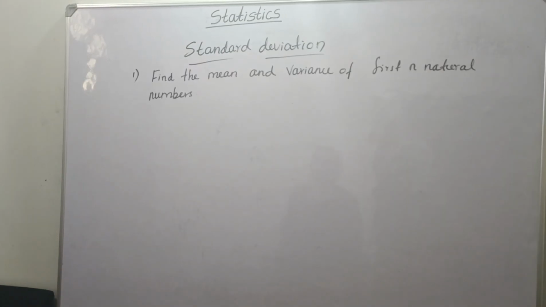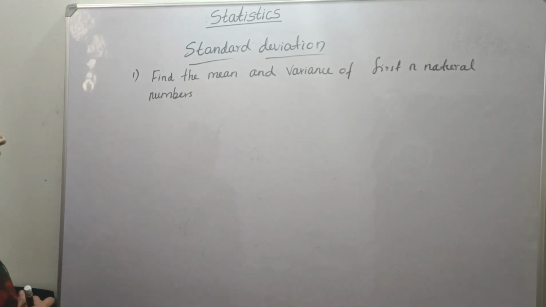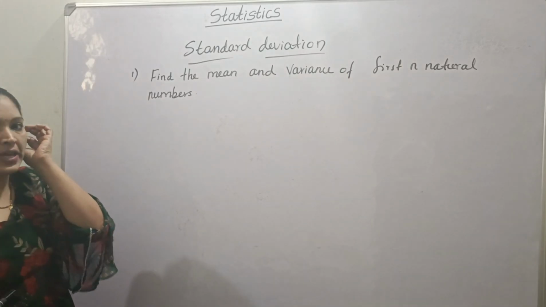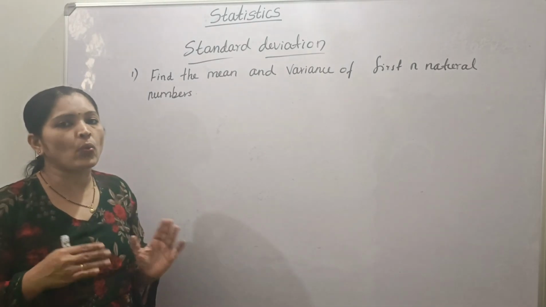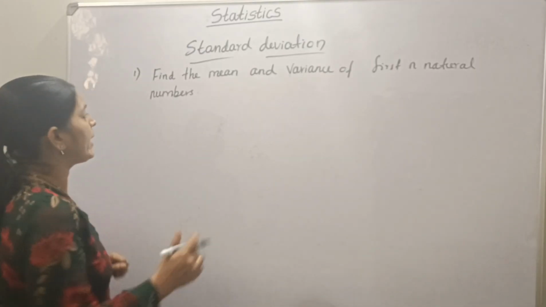Now let us go through some questions. First question: find the mean and variance of the first n natural numbers. So here we have to find the mean and variance. See, variance is nothing but the square of the standard deviation, right? Okay, first of all, let us write the first n natural numbers.